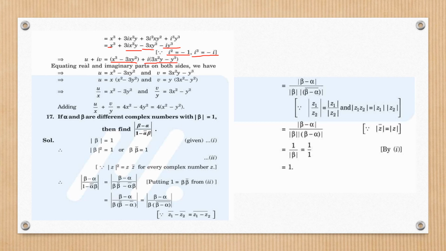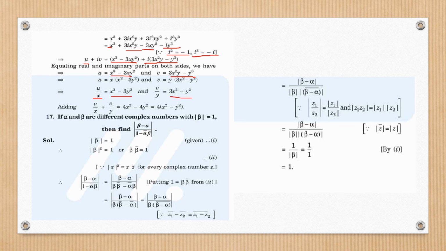Now equate u to its real part, that is x cube minus 3xy square, and v to the imaginary part, that is 3x square y minus y cube. Take x common from these terms, take y common, bring this x to the denominator. I get u by x as x square minus 3y square, v upon y as 3x square minus y square.